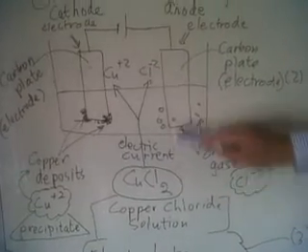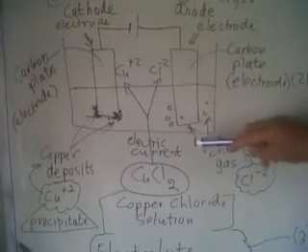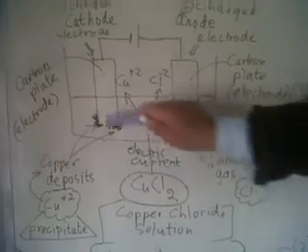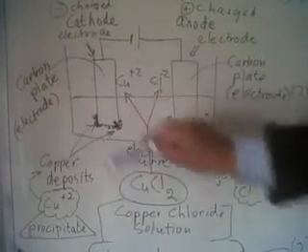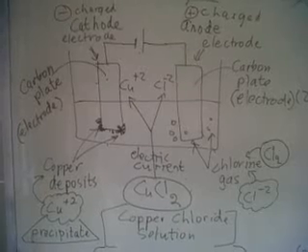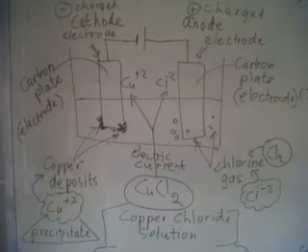So what will happen is you'll see little bubbles coming up on the one plate, and you'll see little deposits of copper on the other plate. And that's how they actually split that solution into two.